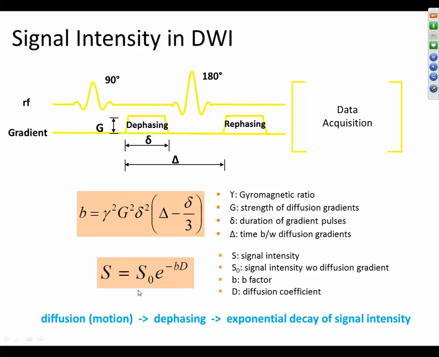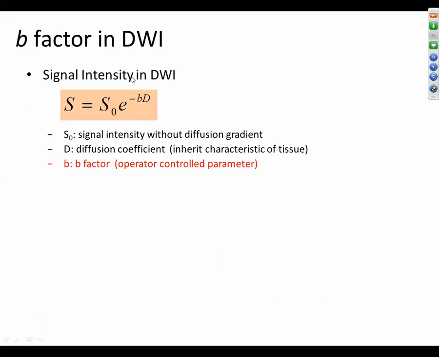Just as we discussed, because diffusion or the Brownian motion causes dephasing, and the dephasing will cause an exponential decay, the signal intensity in DWI is an exponential decay that depends on those parameters. We want to first look at this B parameter. What does that mean, and how will it affect the signal intensity?